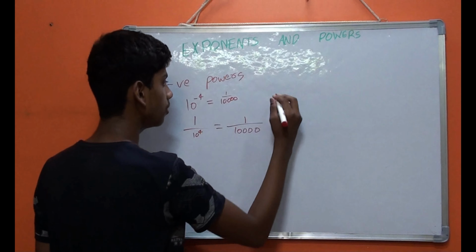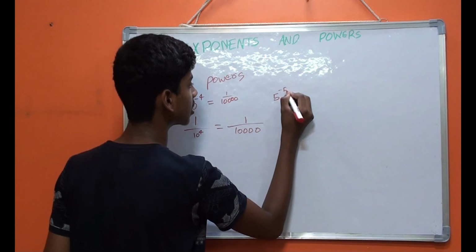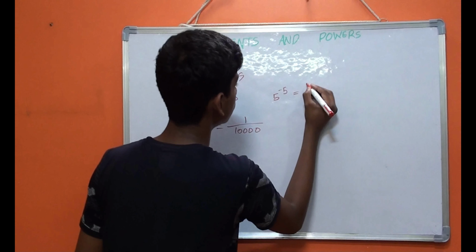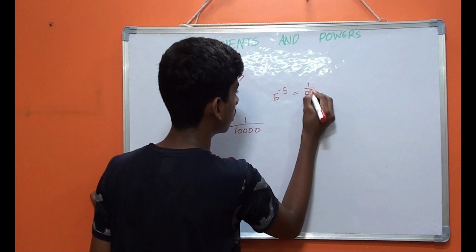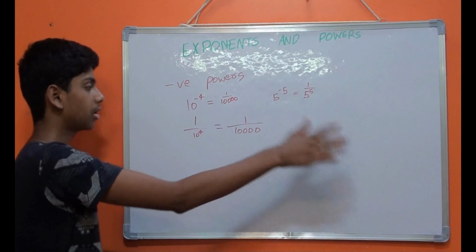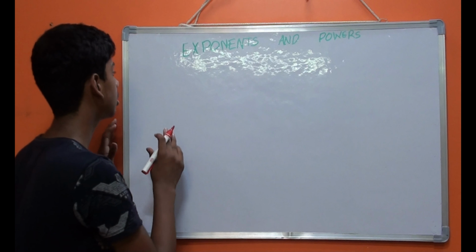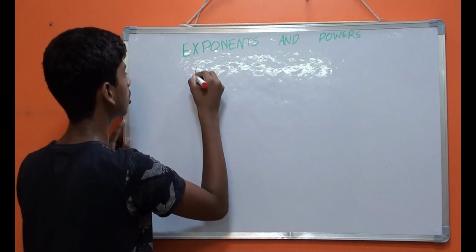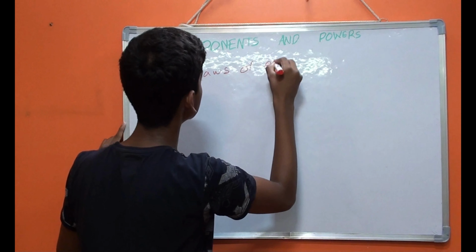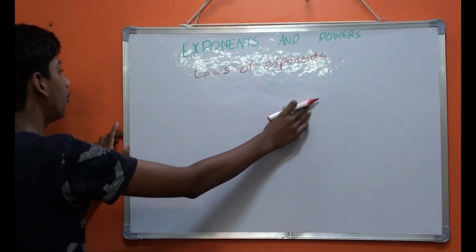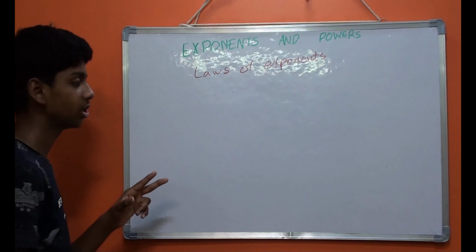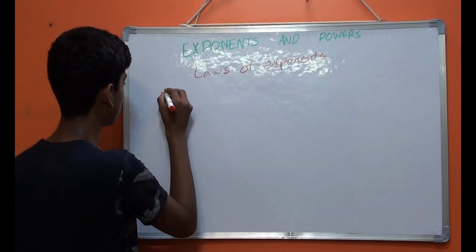Similarly, we will take 5 to the power of minus 5. Now this equals 1 by 5 power 5. Now we have learned about negative exponents. Now let's go on to the next topic. Now let's learn about the laws of exponents. In this we have 8 laws. Now let's see about them one by one.